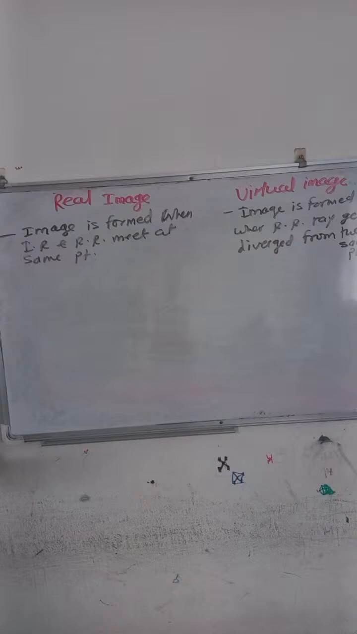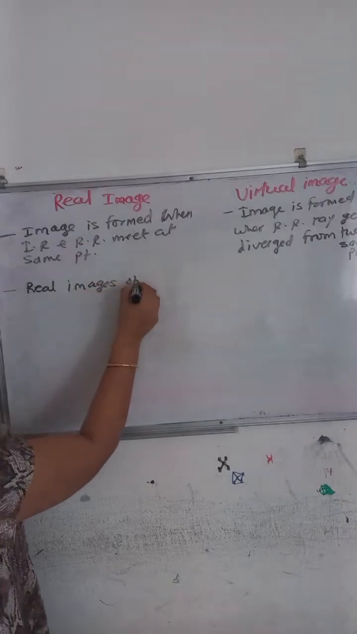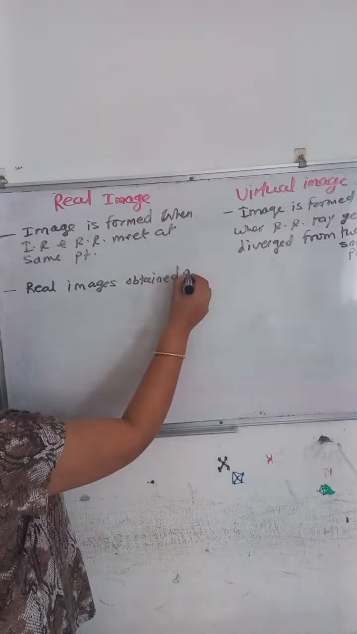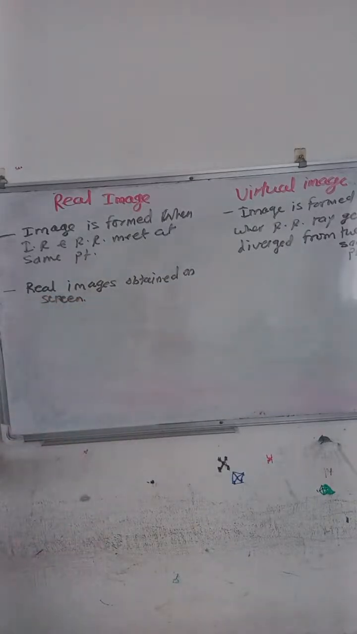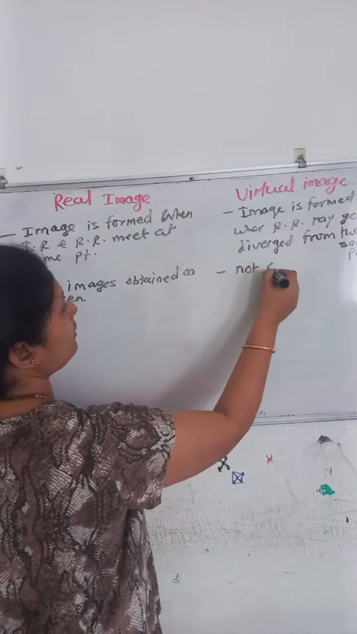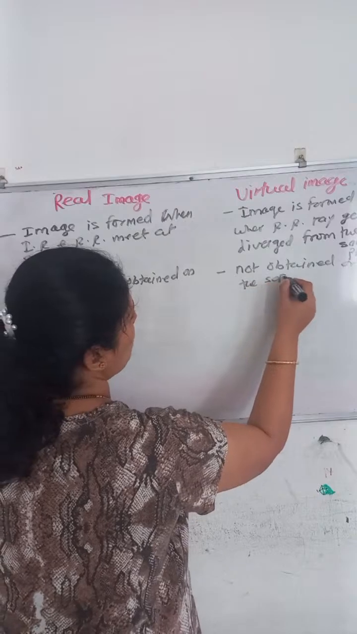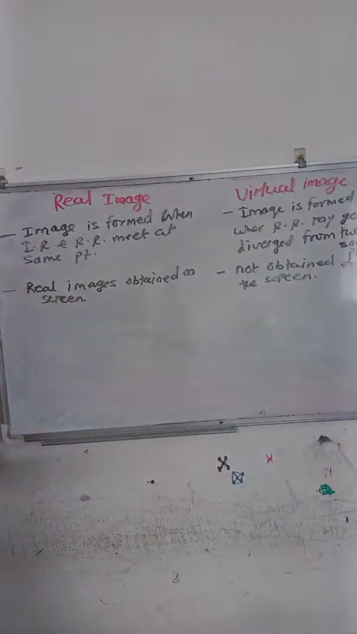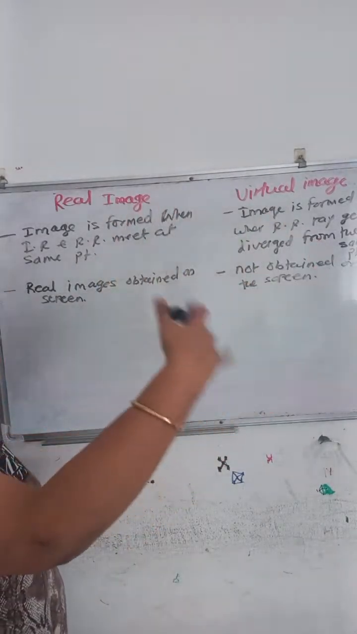So it can be viewed on the screen. These real images are obtained on the screen. Then virtual images appear beyond the mirror. These are not obtained on the screen, that means they are forming beyond the mirror.